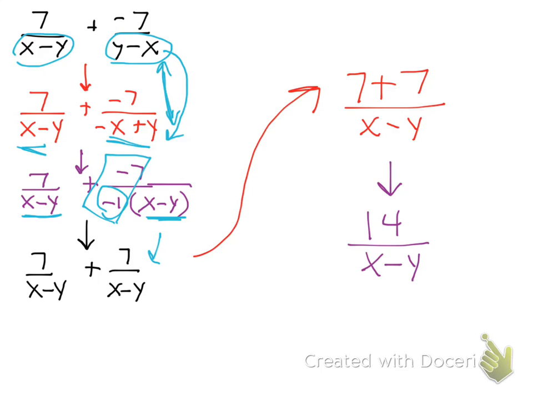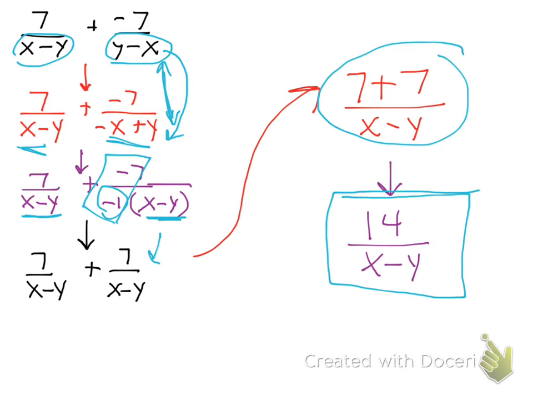When we add fractions, we add the numerators and the denominator stays the same. So it's now 7 plus 7 over x minus y, or 14 over x minus y. We want to keep in mind whether or not we could reduce that any, but in this case, there's nothing we can do to the numerator or the denominator, so 14 over x minus y is the answer for that one. So I hope this helps.